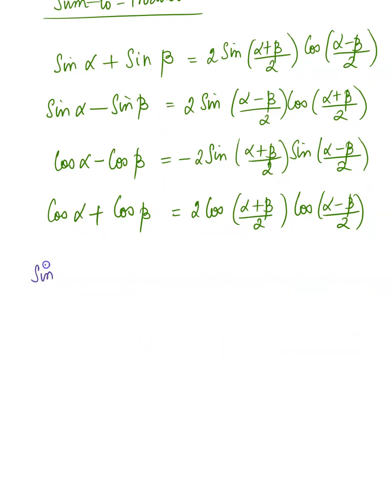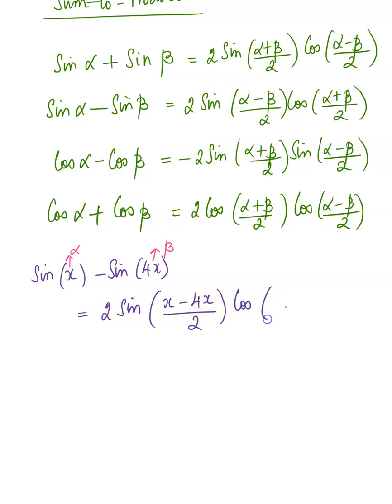If you're asked to find sine x minus sine 4x, these are two separate sines, so it's a difference of two sines. The formula says this is the second one. So I'm going to call x my alpha. 4x itself will be my beta. So that will be the second formula: 2 times sine of alpha minus beta over 2, so x minus 4x over 2, cosine of alpha plus beta over 2, x plus 4x over 2.